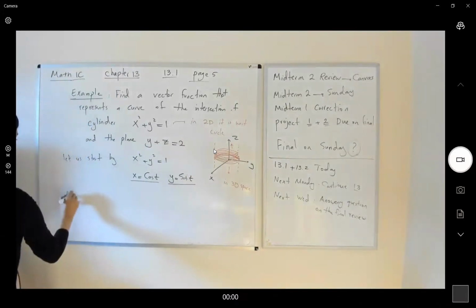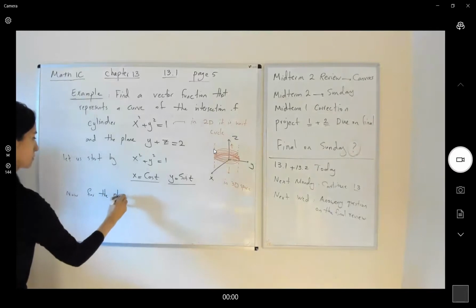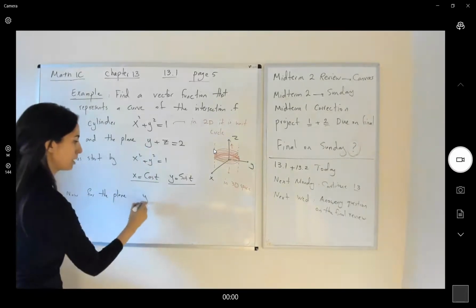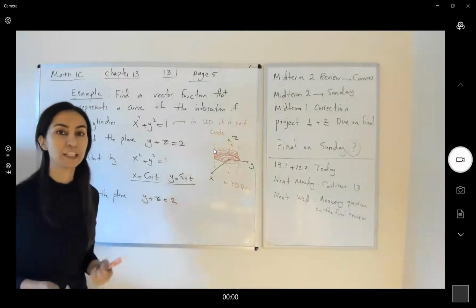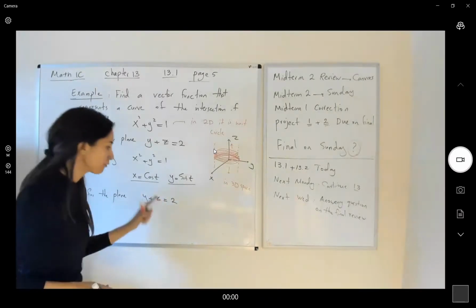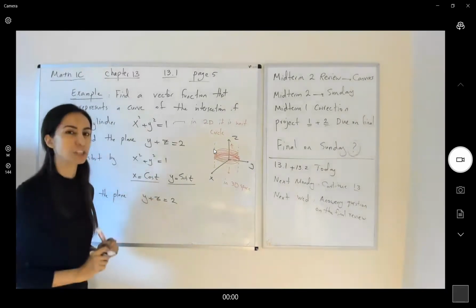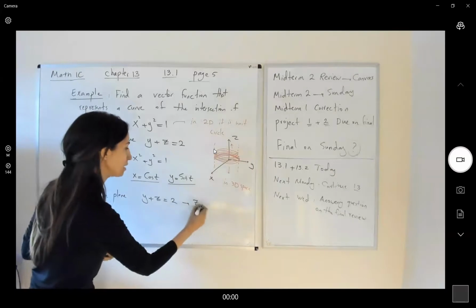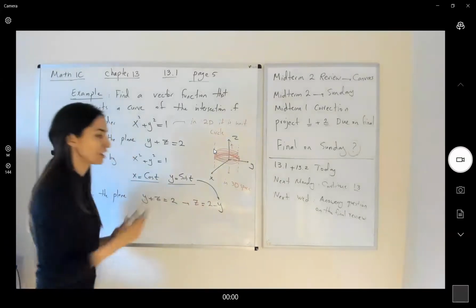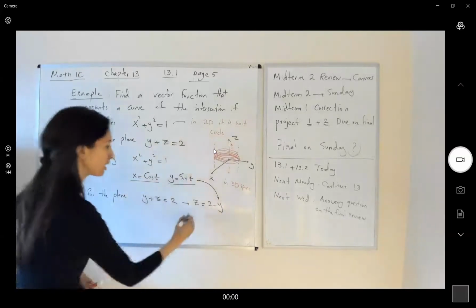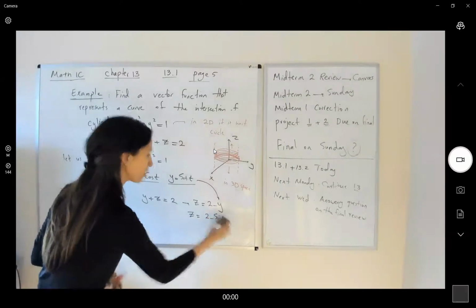Now, for the plane we have y plus z equals 2. We don't have any parametric equation for z. We're going to use y to write this equation for z. So z is equal to 2 minus y, and I already know that y is sine t. Okay, let's use it. My z is now 2 minus sine t.